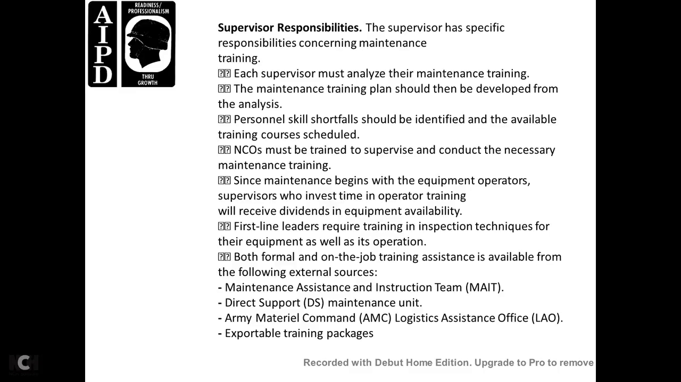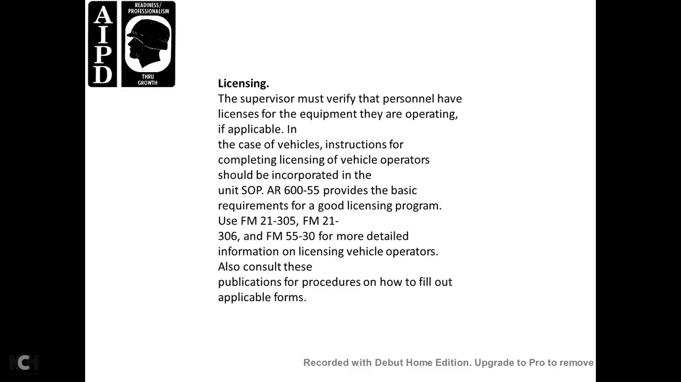First line leaders require training in inspection techniques for the equipment as well as the operation. Formal and on-the-job assistance is available from the following sources: external sources, the Maintenance Assistance and Instruction Team, or MAIT, directions, support maintenance unit, Army Materiel Command, a logistics agency or office, and exportable training packages.